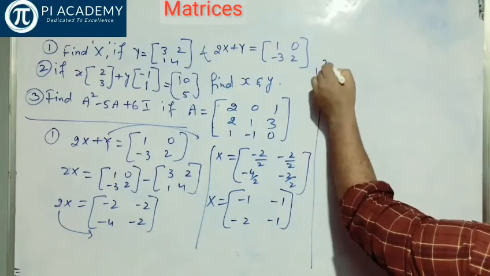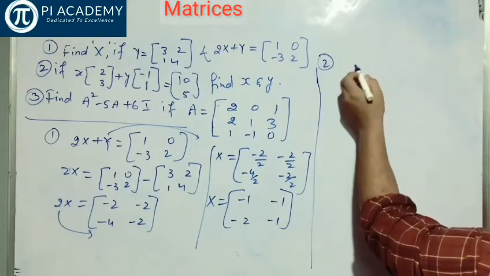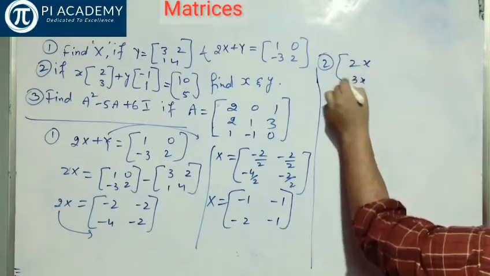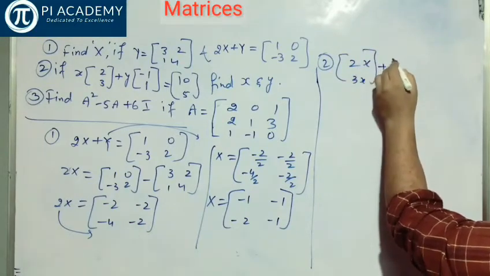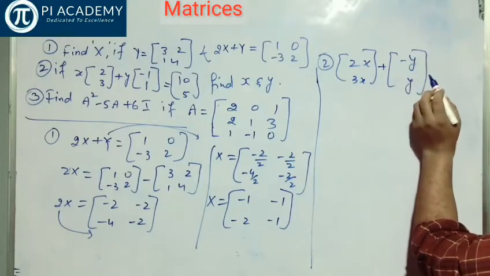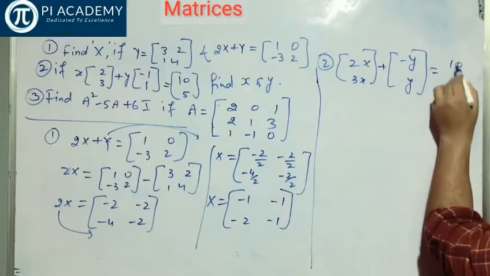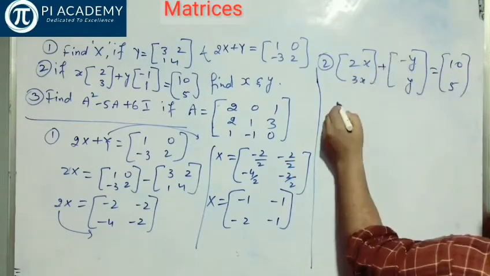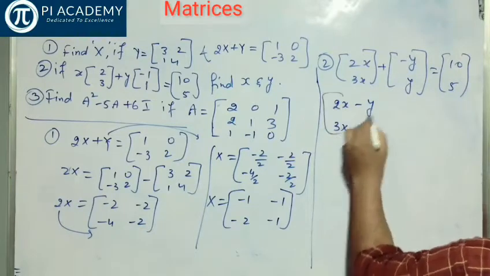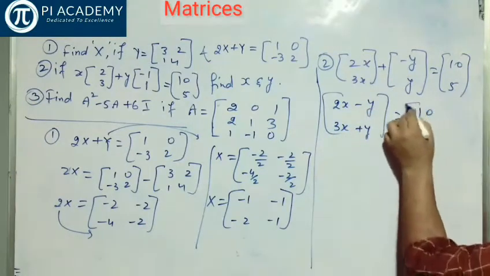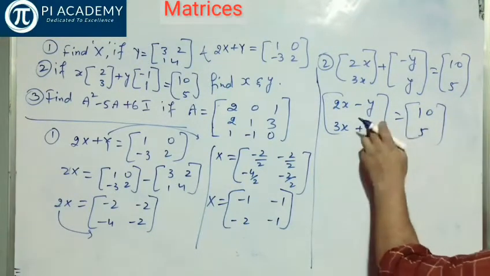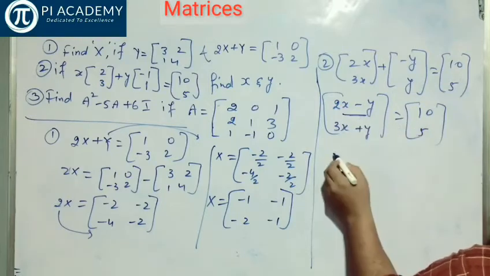So I'll just check with the second question. I'll multiply, so it will become 2X and 3X, and the second multiplies to become minus Y and Y. So I have is equal to 10 and 5. Adding this, it will become 2X minus Y and then 3X plus Y is equal to 10 and 5. So the corresponding elements will be equal, because they are saying this is an equal matrix, the corresponding elements must be equal.